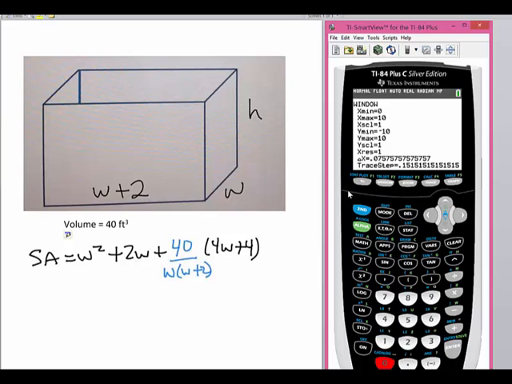Now the x max, that's a little bit more up to interpretation, but because my volume is 40 cubic feet, x max is probably not going to be 100. It's probably not going to be just 1. I think I'll leave it at 10.